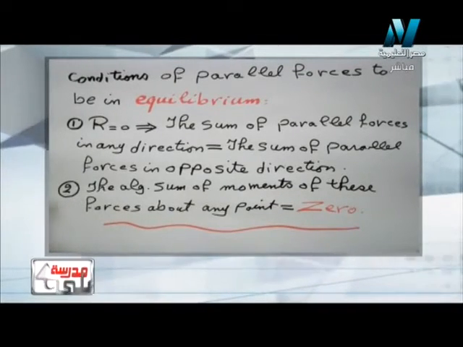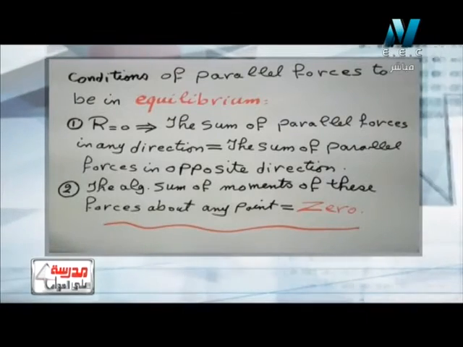These are the two conditions for the equilibrium of a body under the effect of parallel forces. The sum of forces in any direction equals the sum of forces in the opposite direction. Number two, the algebraic sum of moments of these forces around any point equals zero.